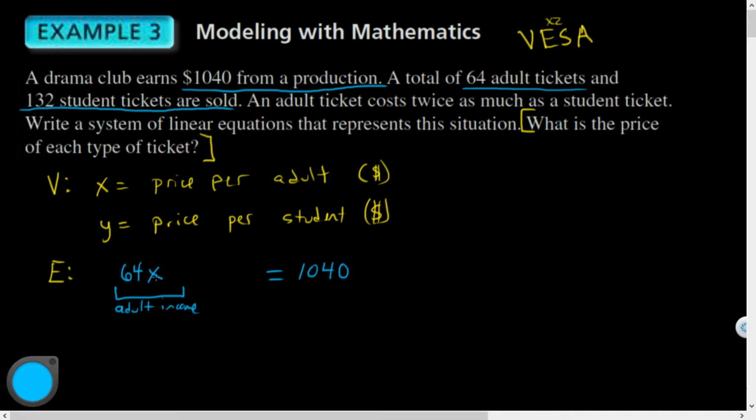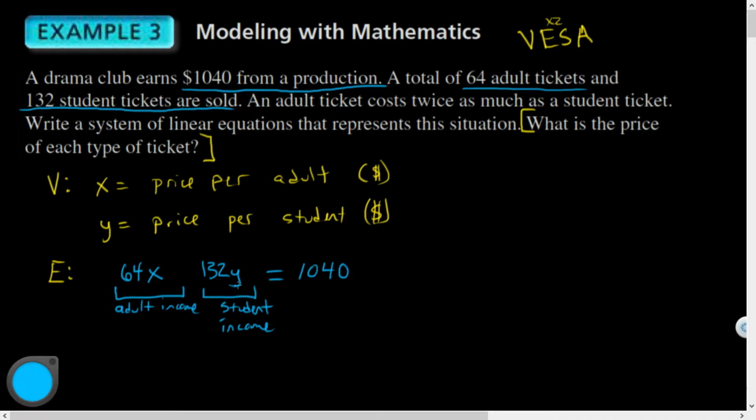If tickets are $1, I would take 64, multiply by $1 each. They earned $64. If tickets are $2, I would do 64 times 2, and they would have earned $128 from the adults. Okay, let's figure out the student income. So for the students, I'm going to take the number of student tickets sold, which is 132, and multiply that by the price for each of those 132 tickets. What is the price for those tickets? Y. If I multiply those things, that'll be the total amount of money they made from students.